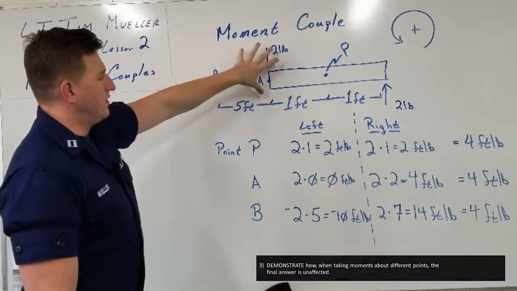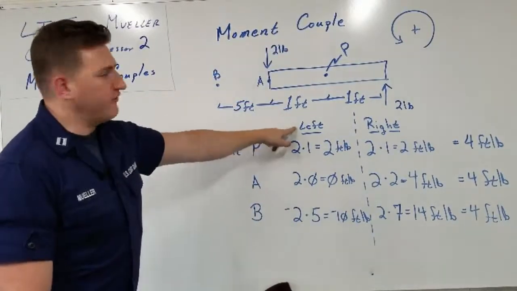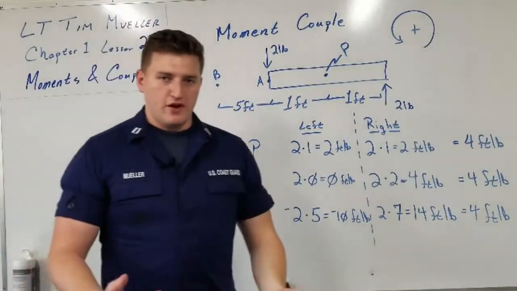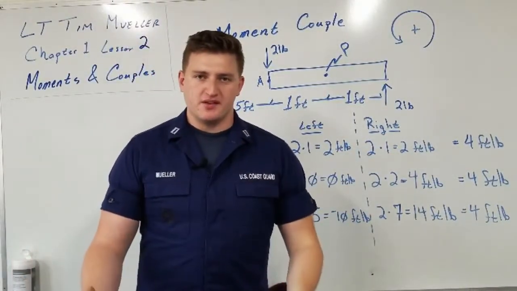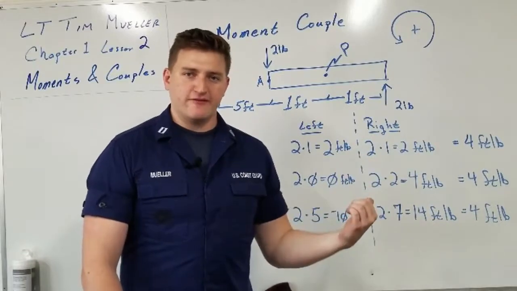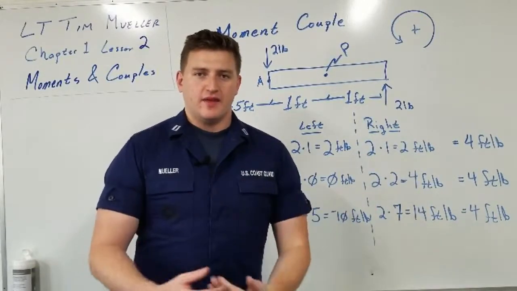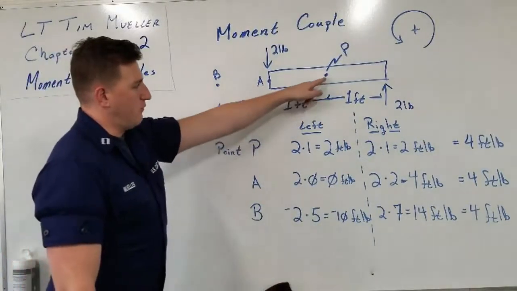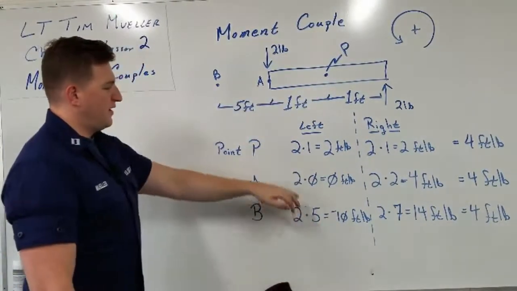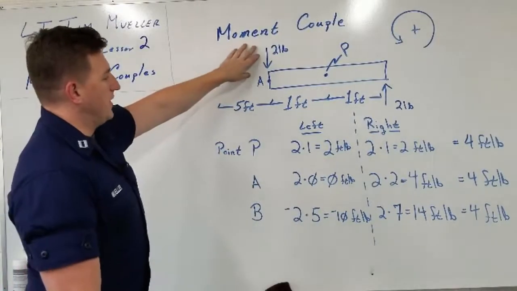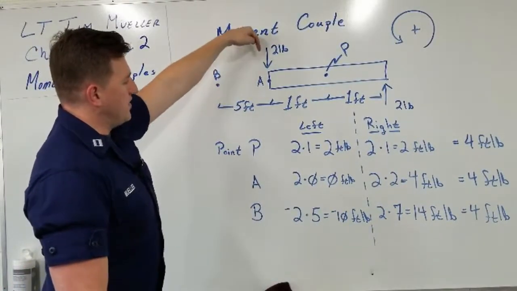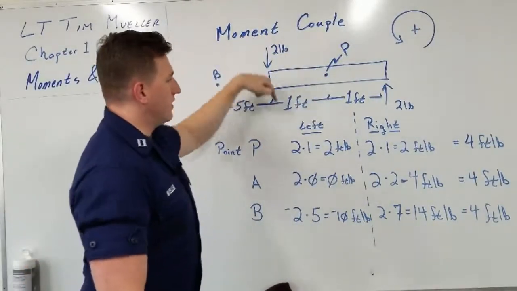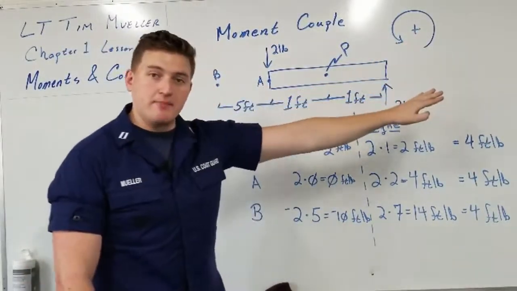We have this left moment, which we'll just call left, and then we have this right moment, which we'll call right. We know that a moment is just a force times a distance, so we're going to take the moment of each of these forces, add them together, and we'll see what the moment couple is. So about point P. This left moment is imparting 2 pounds down, 1 foot away from P, and it's going counterclockwise. So we're going to consider this to be positive.